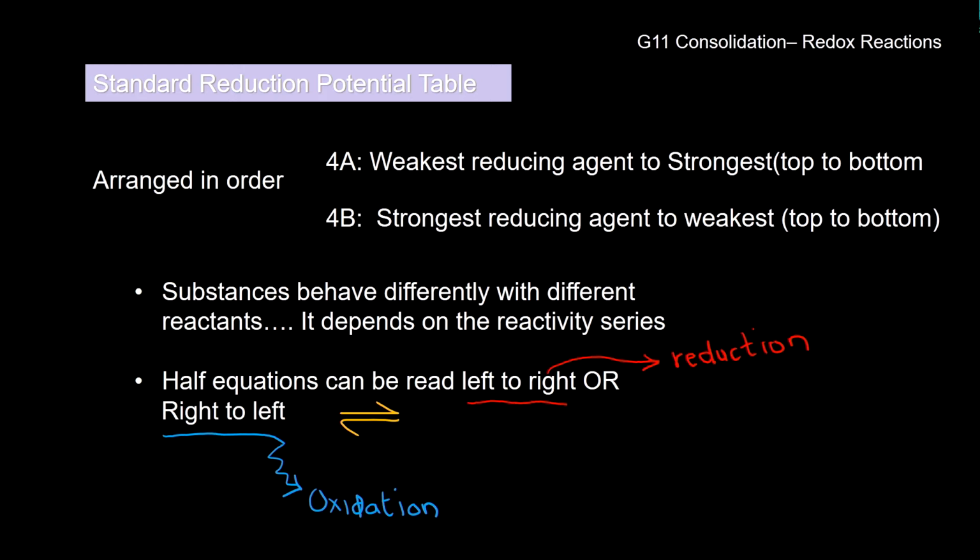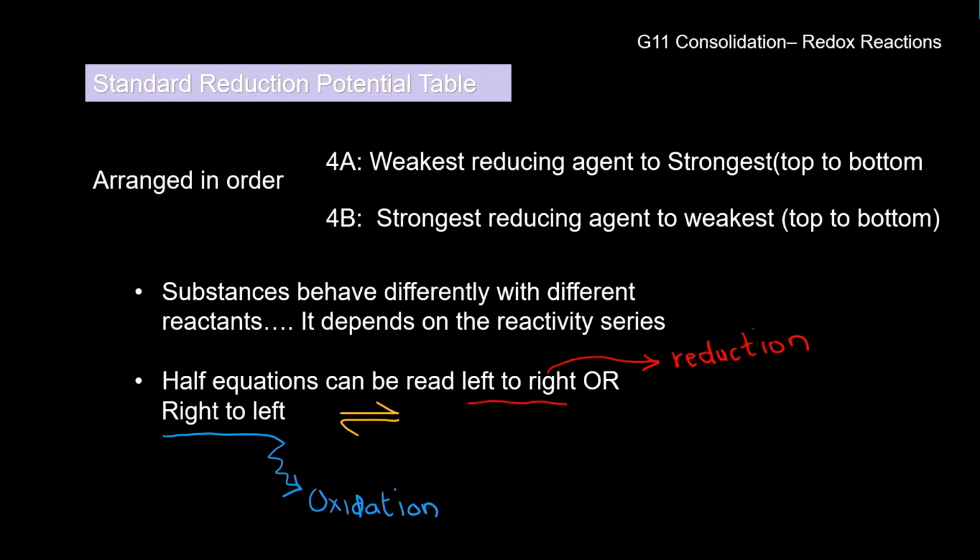So the 4A has got the weakest reducing agents at the top, and then the strongest one at the bottom. The 4B is flipped around, where you've got the strongest reducing agent at the top and the weakest at the bottom. Now that's the one that I like to use. So you need to decide which one you are going to use, and you stick to it. You don't change, you choose one. Because the substances behave very differently, their reactivity is going to be different, and so that is why we have this table. It's graded from the most reactive to the least reactive.